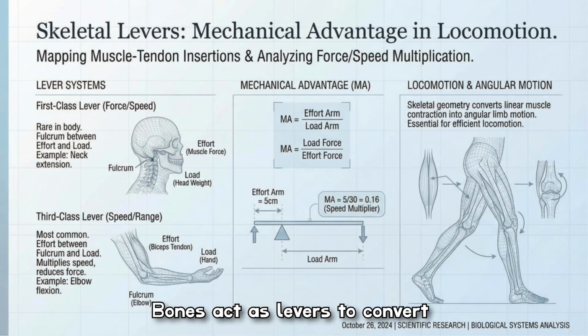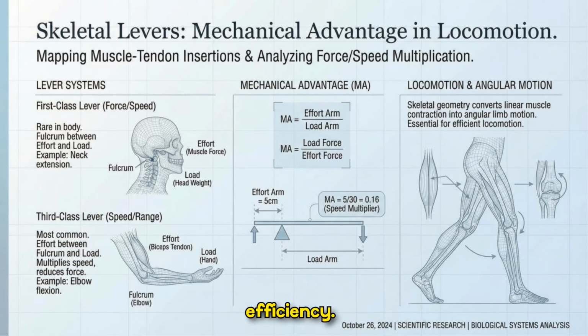Bones act as levers to convert muscle contractions into movement, with first-class and third-class lever examples showing trade-offs between force and speed. Most limbs use third-class levers to prioritize range and speed of motion, while lever arm geometry determines mechanical advantage and, ultimately, how muscle placement affects force transmission and movement efficiency.